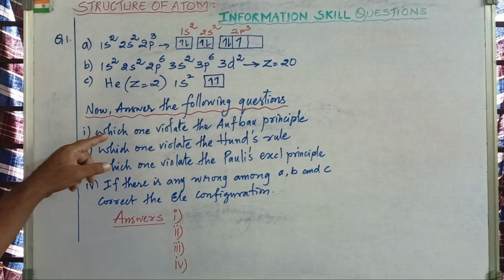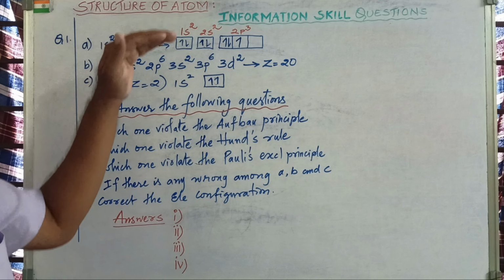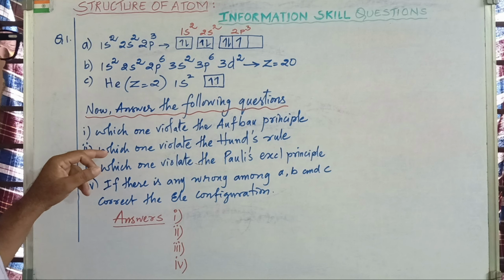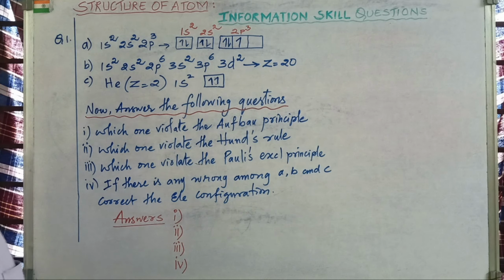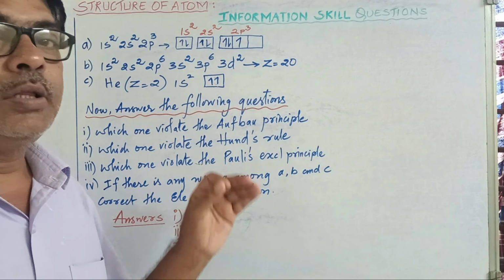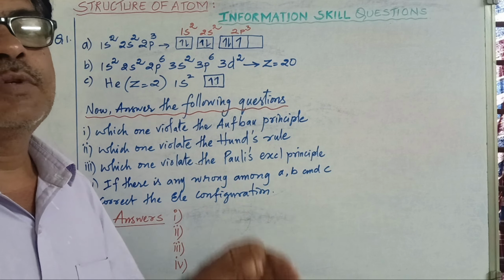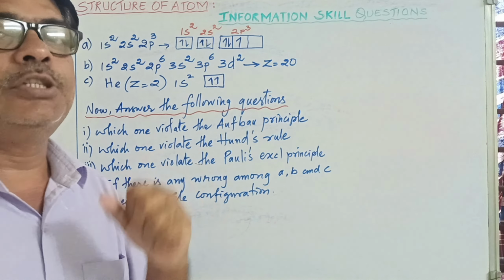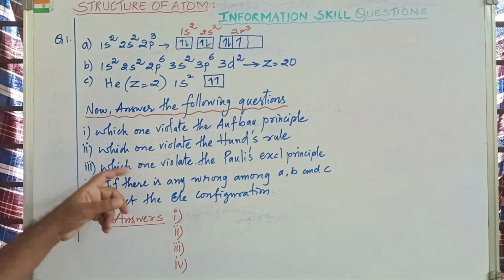So the first question is: which one violates the Aufbau principle? The Aufbau principle says the incoming electron should occupy the lowest energy state first. Next one is: which one violates Hund's rule? Hund's rule means pairing occurs only when all the degenerate orbitals are completely filled with 1 electron each. If suppose you have 4 electrons and p orbital means 3 degenerate orbitals, you have to fill 1 each, then go for pairing. Okay, done.